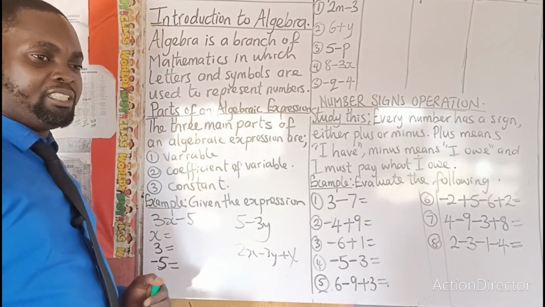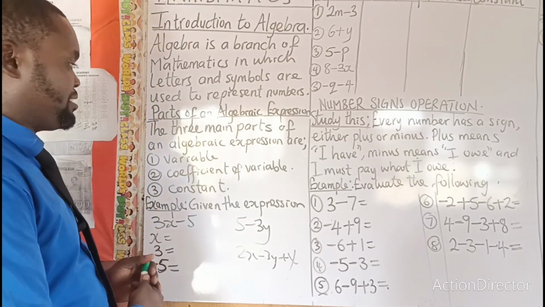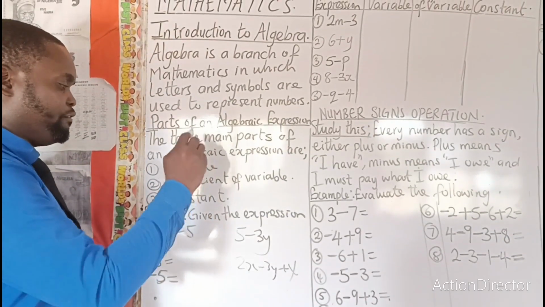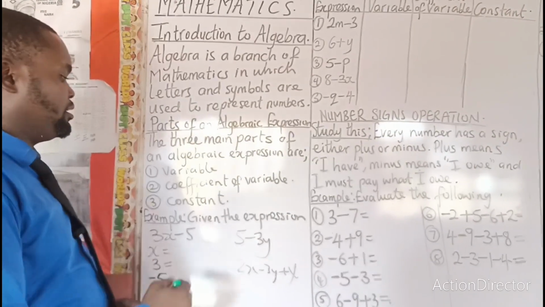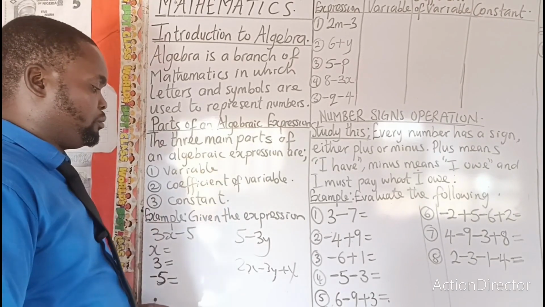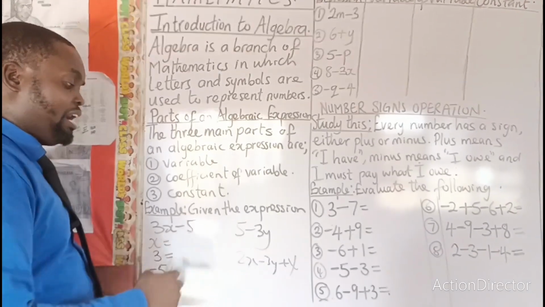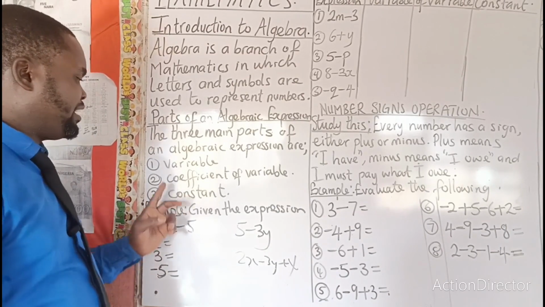The main parts, there are three main parts that an algebraic expression has. What are they? We have number one, variable. Then, coefficient of the variable. Then we have the constant. What do you mean by the variable?